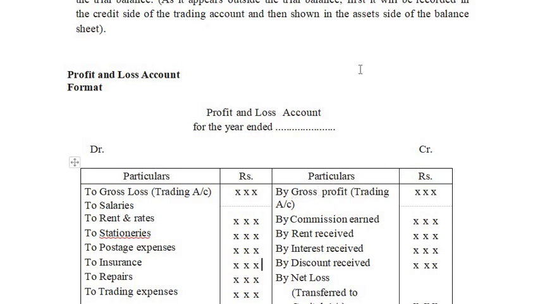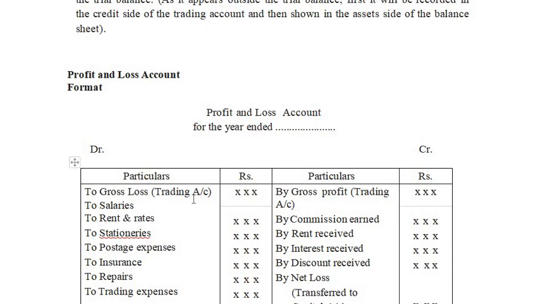Suppose in the trading account you have a gross loss. Gross loss is nothing but an expense. It's a permanent loss. So you have to write it on the expense side of your P&L account, which is nothing but your left hand side, by gross loss. So this is the first information you have to write. Either gross profit or gross loss you have to transfer to your P&L account.